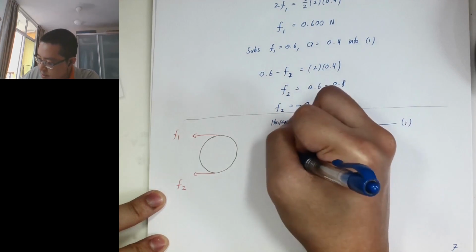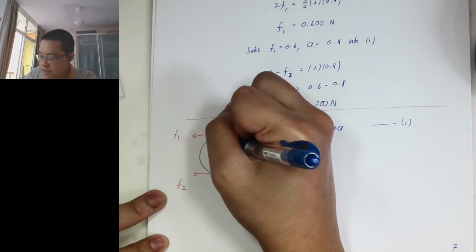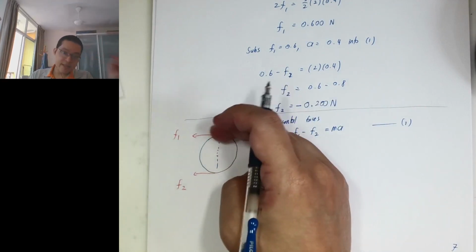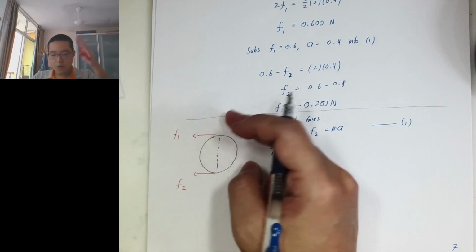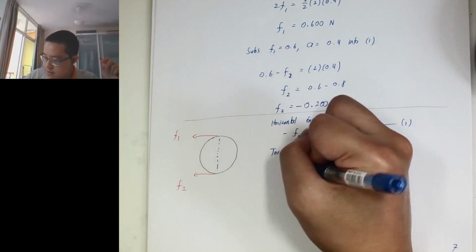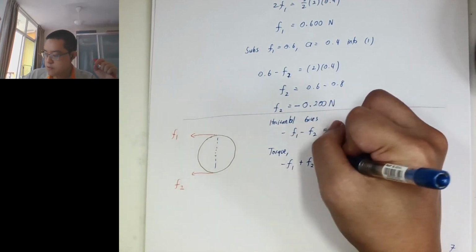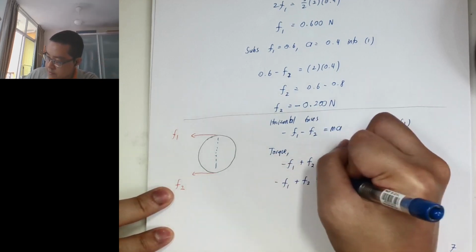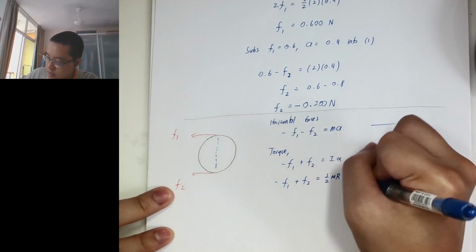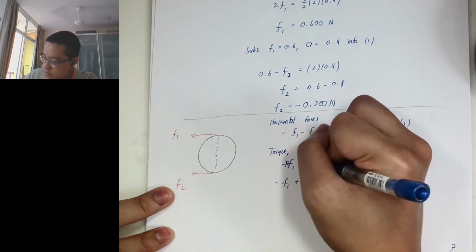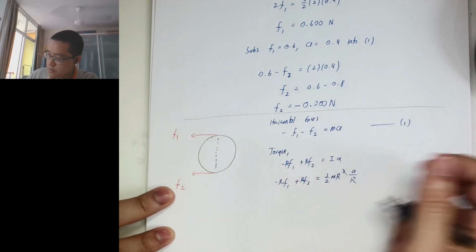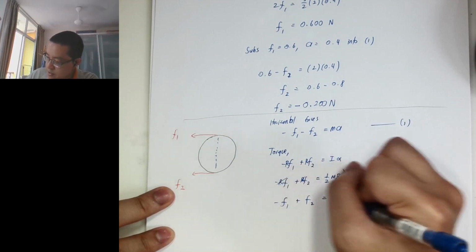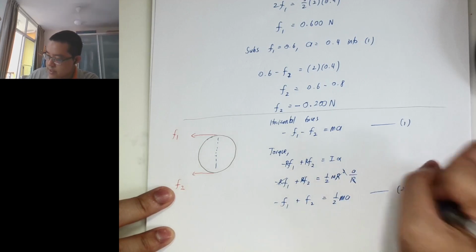And then the torque on the cylinder. Again, we are still using clockwise as positive. So this is an anti-clockwise torque. This is a clockwise torque. So minus F1 plus F2 times R is equal to I alpha, which is half MR squared, and alpha is still A over R. Oh yeah, I forgot to times R. If I cancel all the R, I got negative F1 plus F2 is equal to half MA. That is the second equation.